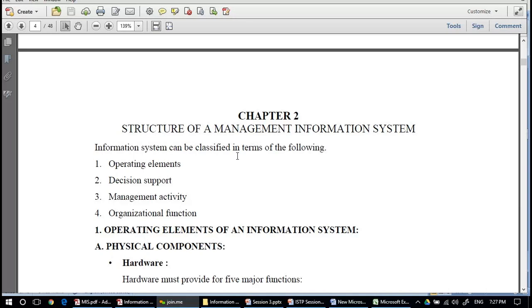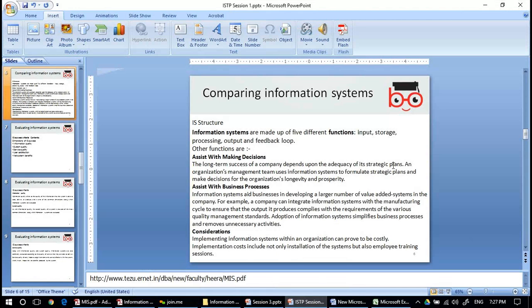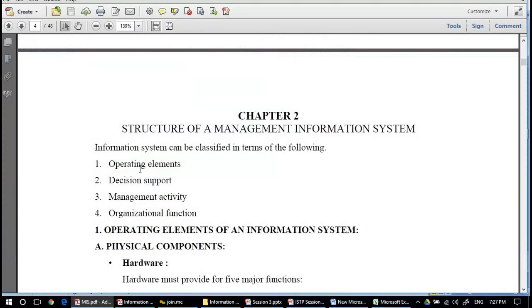Systems can be classified according to operating elements, decision support, management activity, and operational functions. So the core classification of the information systems can be according to input, output, processing, as well as which operating elements are used in the system. Is it used according to decision support, management activity, or organizational function? Is it clear, Yusuf? Yeah.